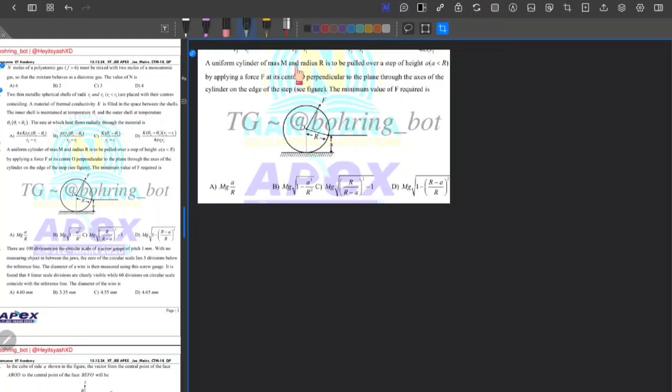A uniform cylinder of mass M and radius r is to be lifted over a step of height a, where a is less than r, by applying a force F at its center O perpendicular to the plane through the axis of the cylinder on the edge of the step. The minimum value of force required to... So what is the logic? Let me draw the diagram, then we can think about the logic. It is similar to this.